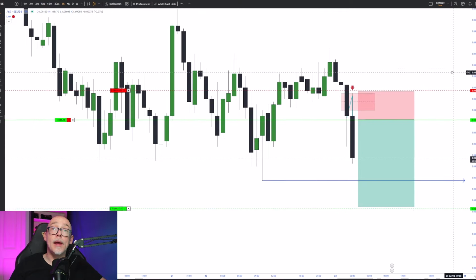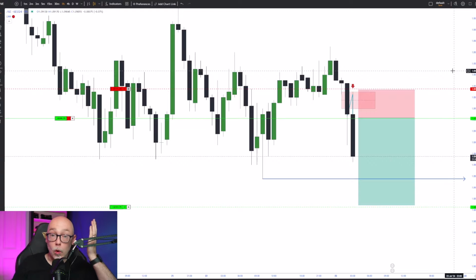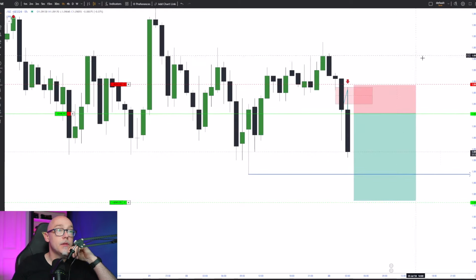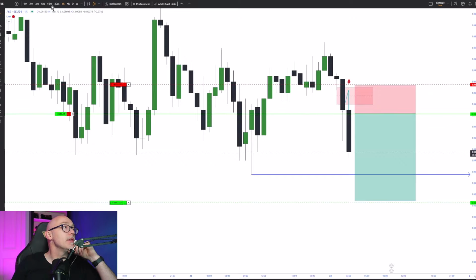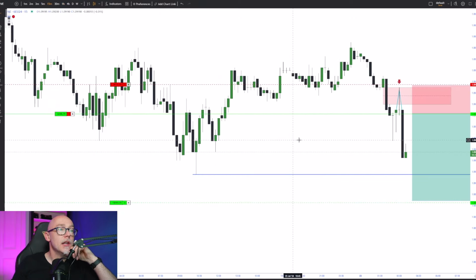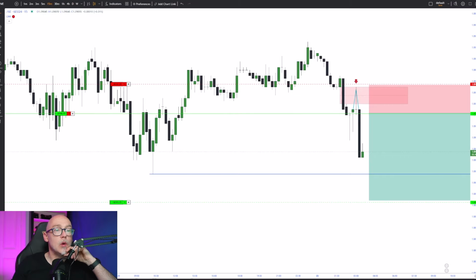I always recommend my students aim for at least 2R as a potential target. In this scenario, I do see the opportunity for 3R on this particular trade. So we'll hold it and see what happens. Let's go back to the 15 minute chart and monitor this trade as price moves lower.